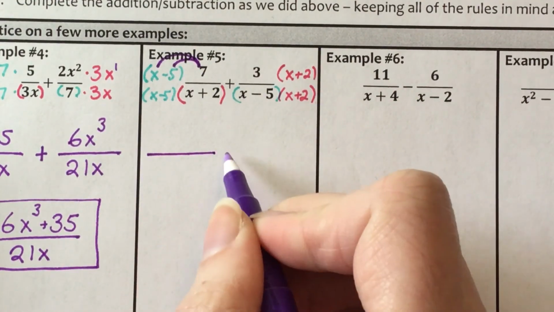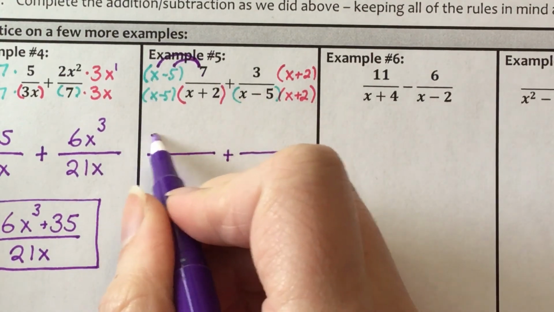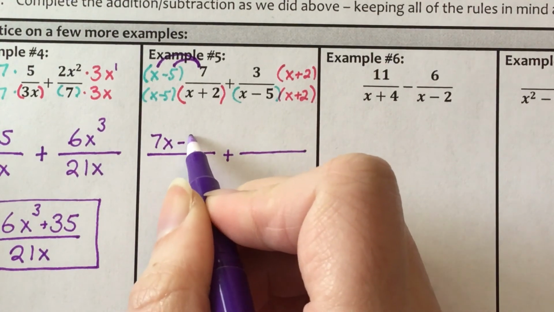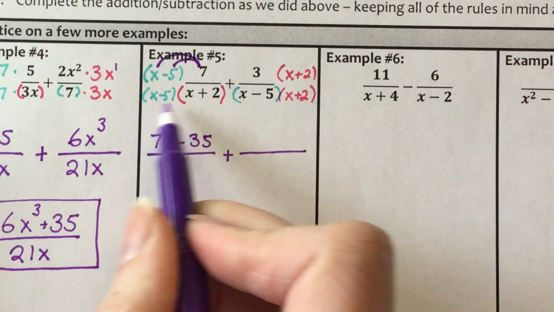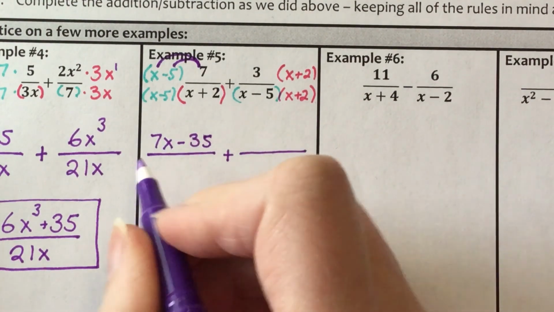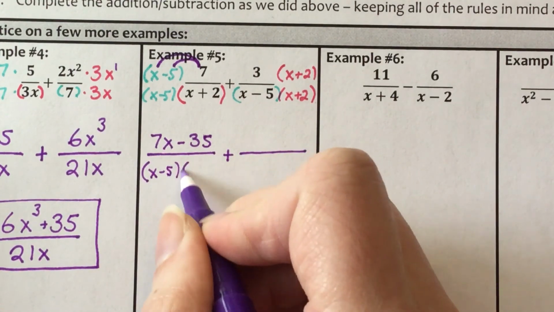Let's go ahead and draw out the fraction bars so we have a place for everything. Okay, 7 times x is 7x. 7 times negative 5 is negative 35. Now, like I said before, when you have sets of parentheses in the denominator, you definitely don't want to multiply them out. So let's just copy x minus 5, x plus 2.